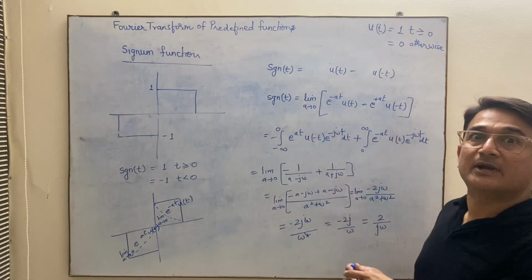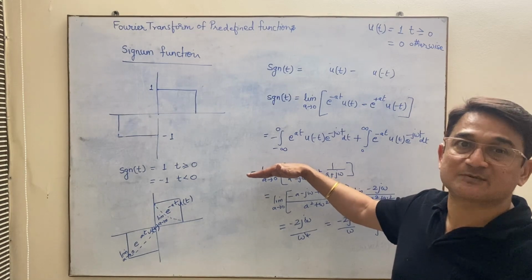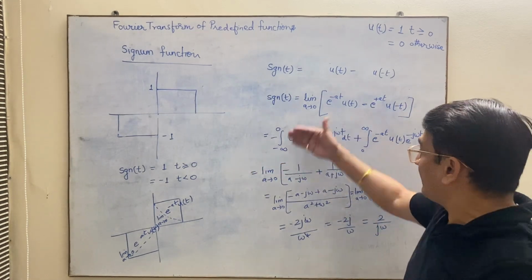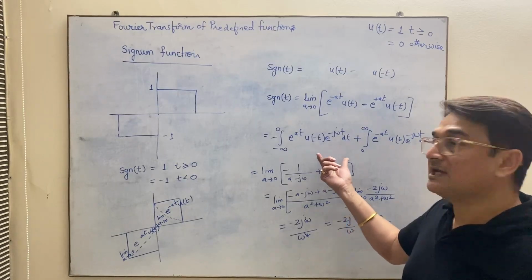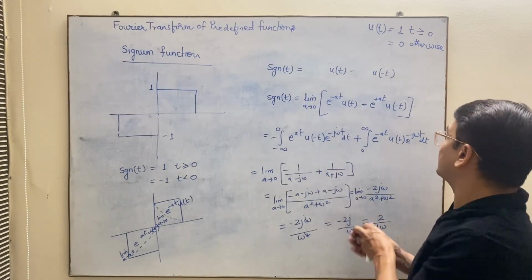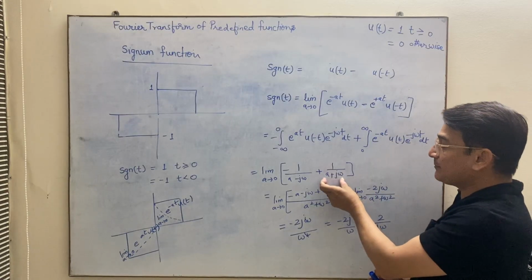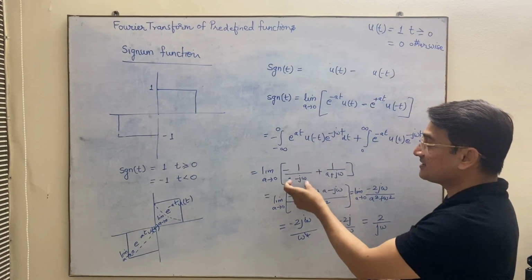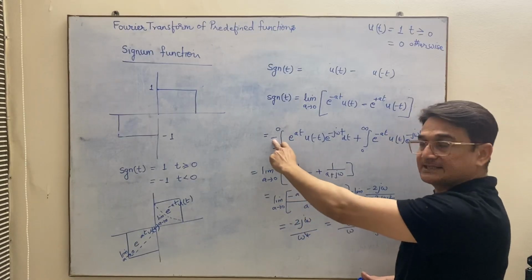We have already calculated this in the single-sided exponential curve as well as in the double-sided exponential curve. So I am not calculating all the things again and again because you have already watched the video previously. This integration gives the result 1 upon a plus j omega, and this integration gives the result 1 upon a minus j omega, because of this negative sign.